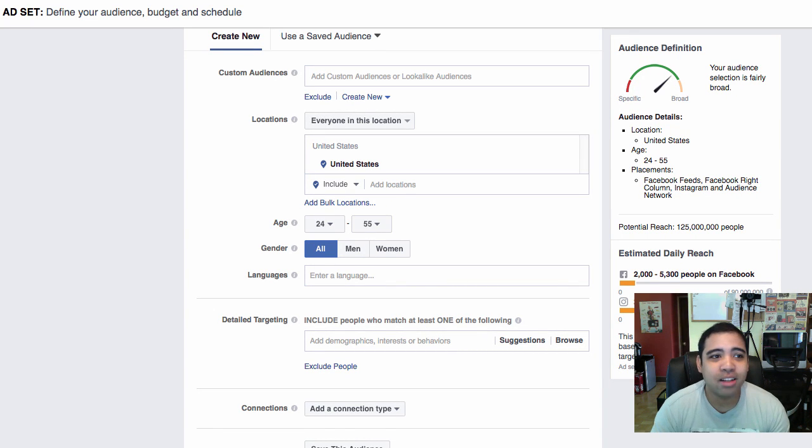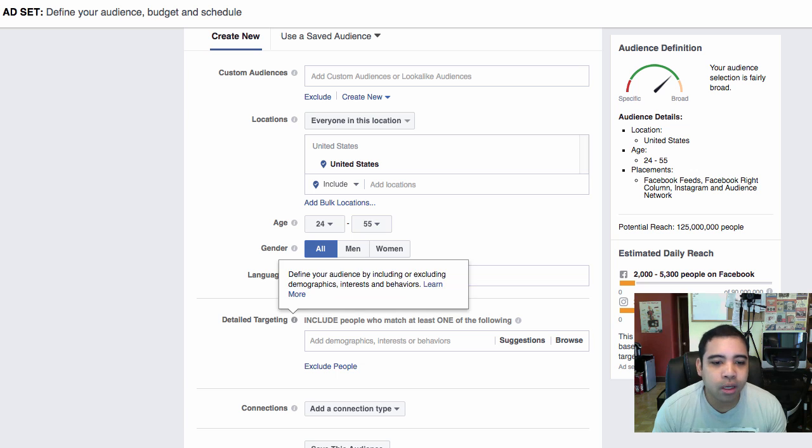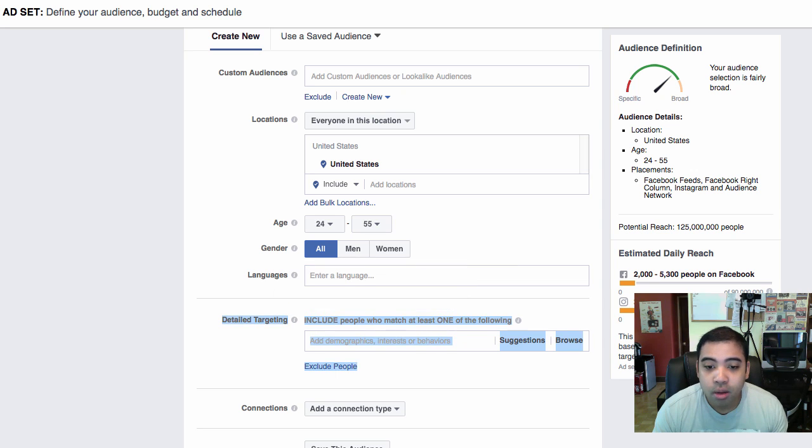Okay, so let's go back to the audience insight. Now, you can also target based on languages, okay? So if you're going to target around the world, you can target people that only speak English, because of course if your ad is only in English, you're going to type that in here. But I haven't seen it to be very, very effective. It does work, but it's not like too crazy, right? What you want to do is focus primarily on the detailed targeting, okay?